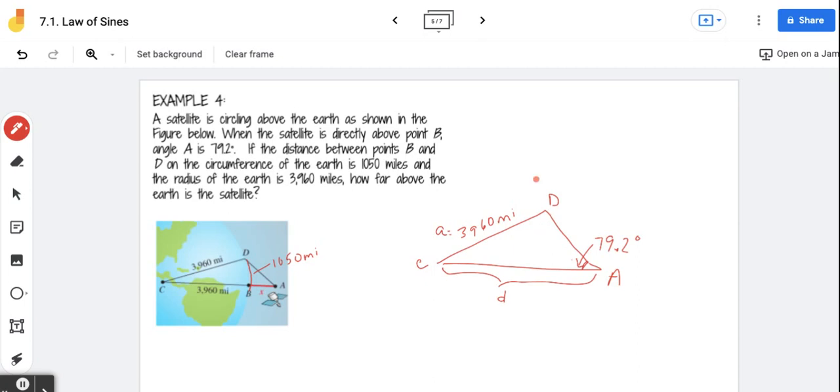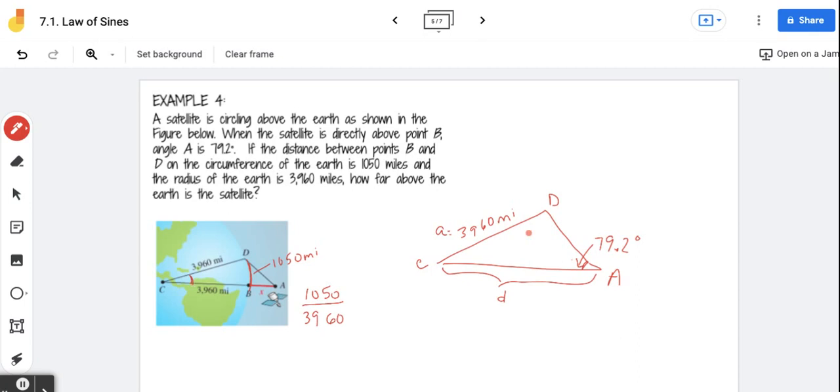I need another angle. It doesn't give it to me, but it gives me the length of this arc from D to B on the circumference of the Earth, which is 1,050 miles. So what is that going to do for me? That basically gives me this angle in radians. Remember, a radian is the radius, so 3,960 miles is a radian. This is almost a fourth of a radian. It's 1,050 miles out of 3,960 of a radian. So that's how many radians this angle right here is.